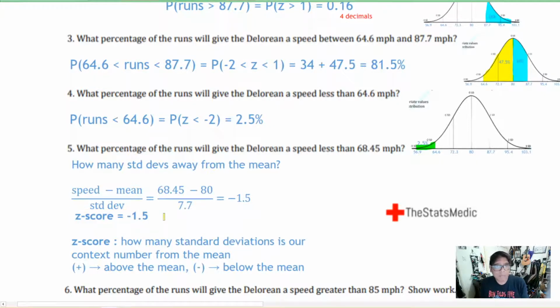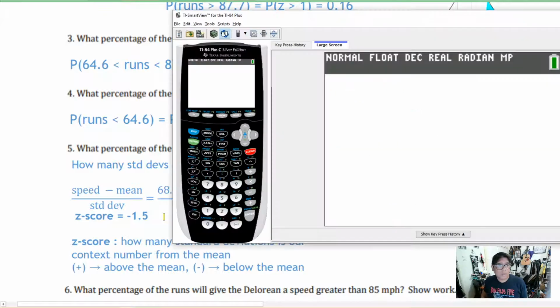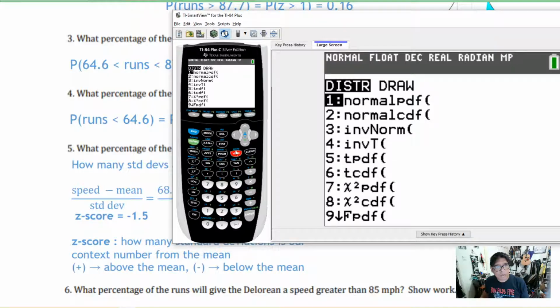So you might be asking, well, how do I figure out the area? Because the 68, 95, 99.7 rule isn't going to work here. And that's where the calculator comes in. There is a function on the calculator that will give you the area on a Z curve, on a normal curve, given two Z scores. In order to get there, we have to push second and then vars. And we're going to use this thing called NormalCDF.